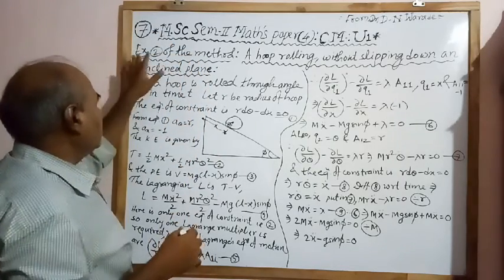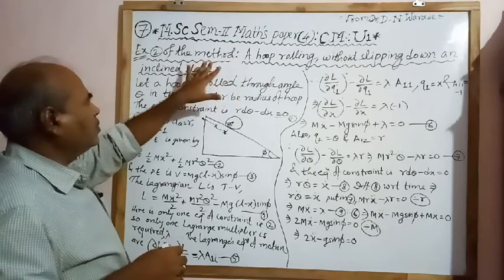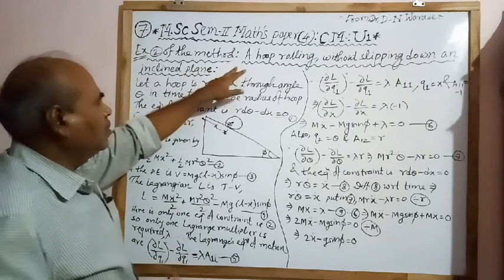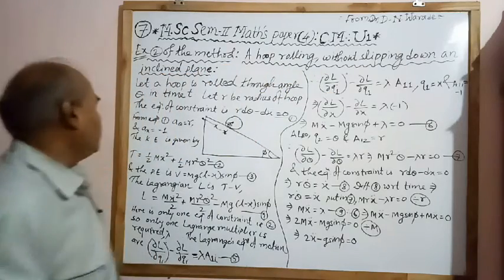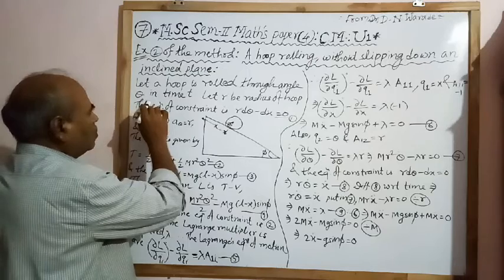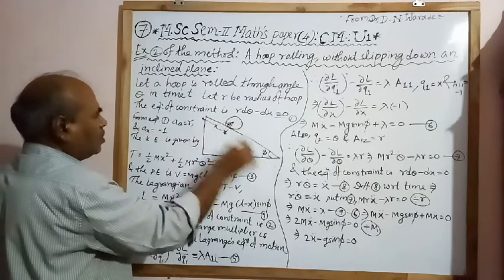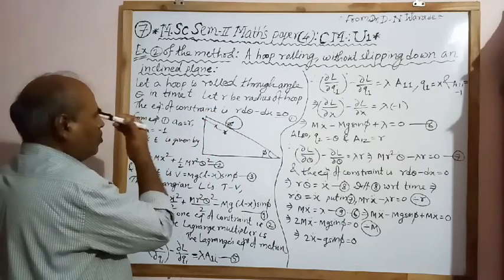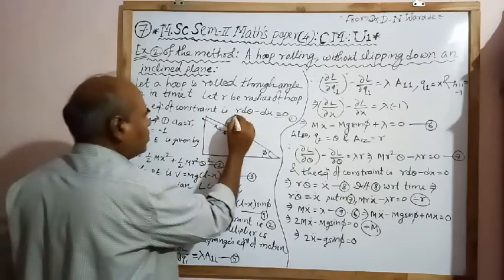Next, we take the second example of the Lagrange's multiplier method that we have seen in the previous period. The second example is a hoop rolling without slipping down an inclined plane. Let a hoop roll down through an angle theta in time t. This hoop is rolling down on the inclined plane in time t. Let r be the radius of the hoop. The equation of the constraint is given by r d theta minus dx equal to 0.